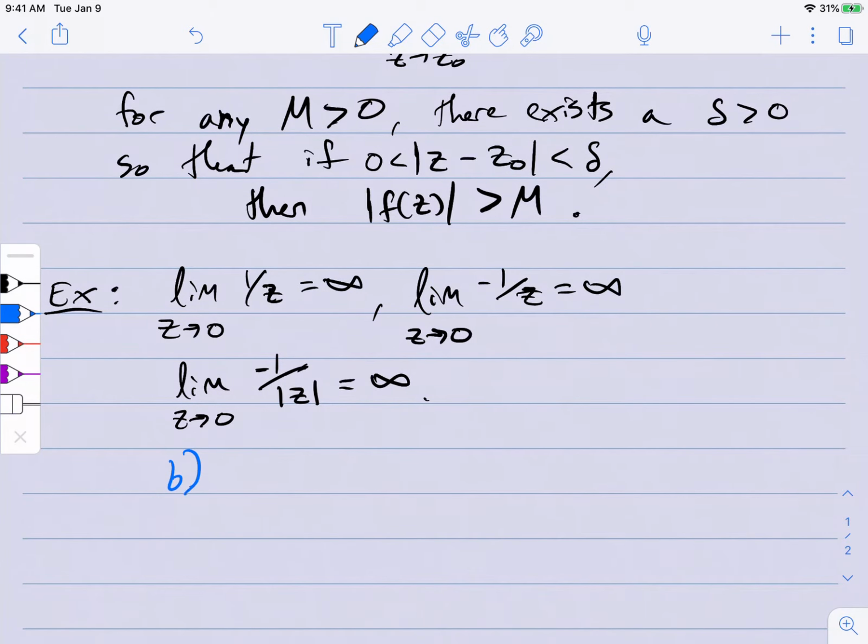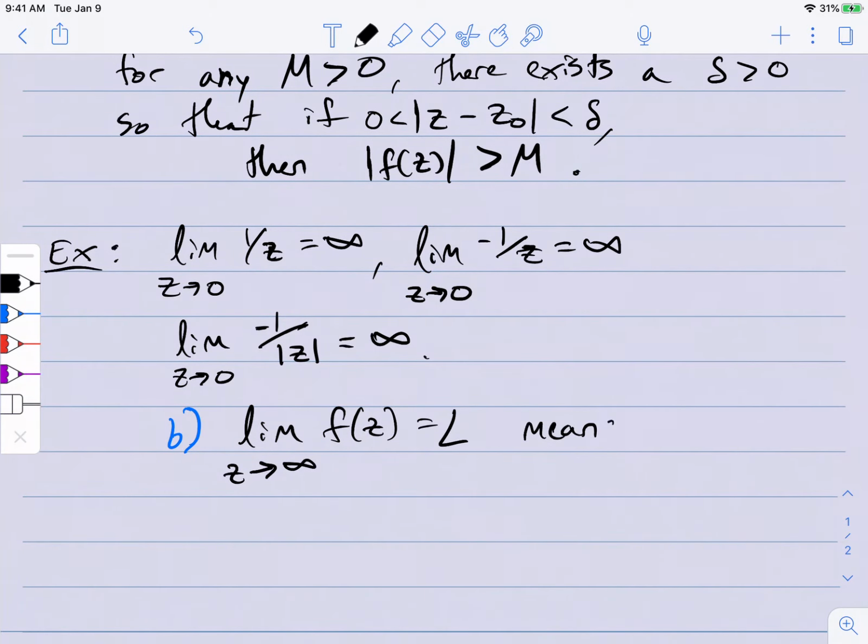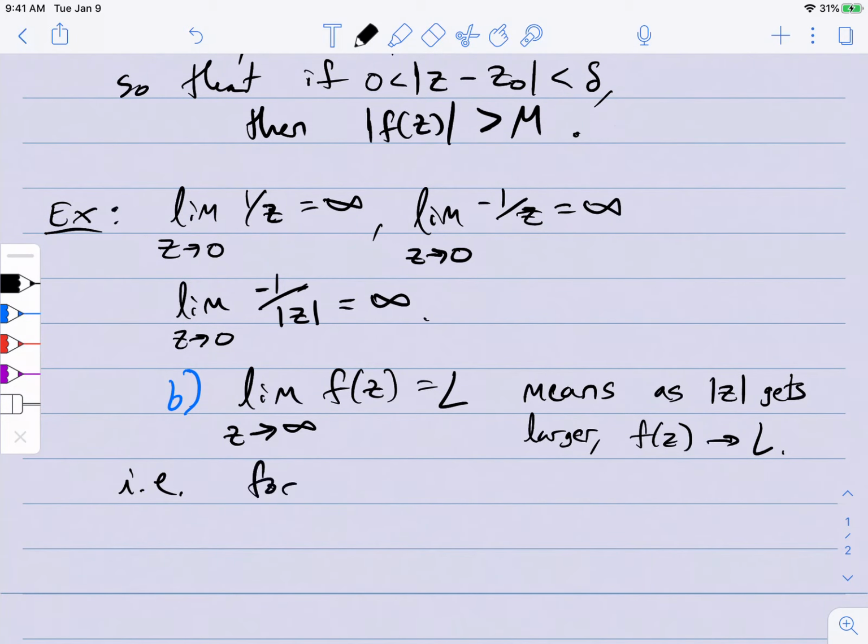The other is we want to talk about the limit as z approaches infinity. So we say the limit as z goes to infinity of f of z is equal to some L. So again, intuitively, this means that as the size of z gets larger, f of z gets closer and closer to L. Now the formal definition: for any epsilon greater than 0, so we're wanting f of z to get really close to L, we're going to use an epsilon to sort of bound the distance between f of z and L. We basically want to say that as long as the modulus of z is sufficiently large, f of z will be really close to L.